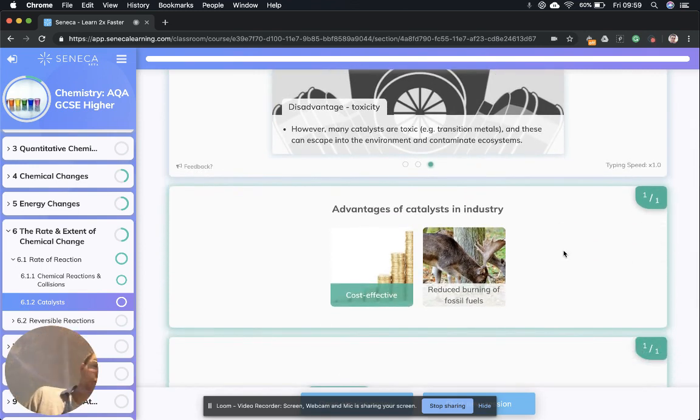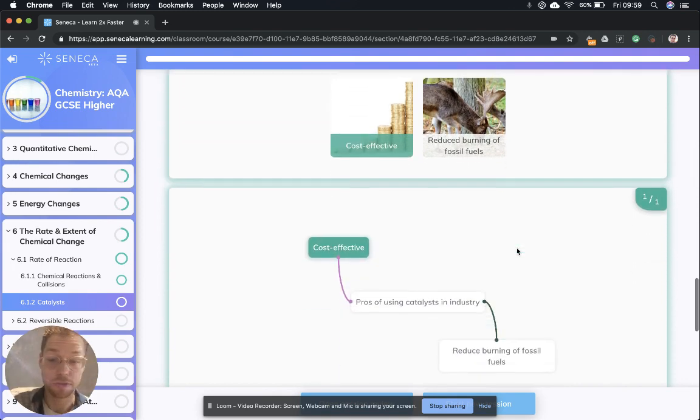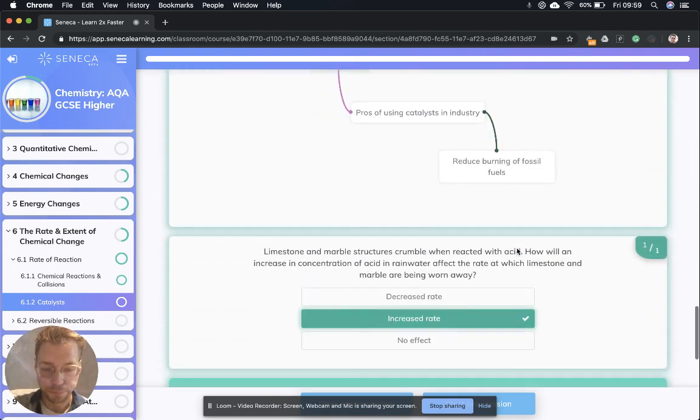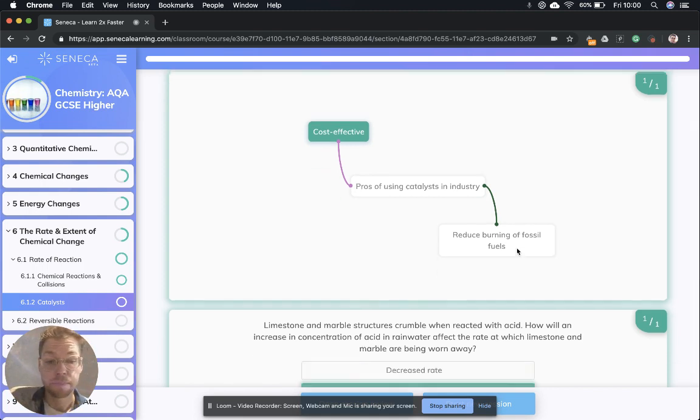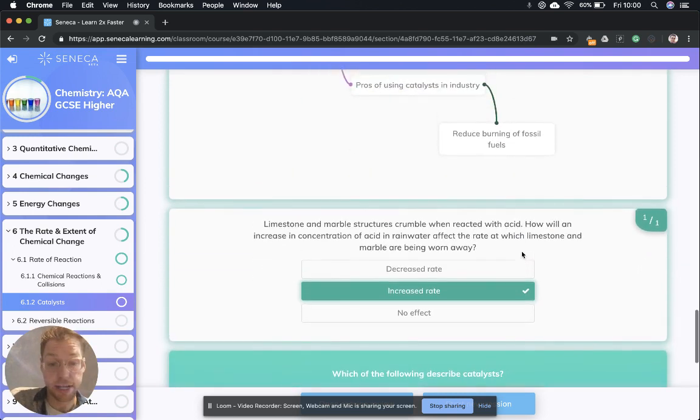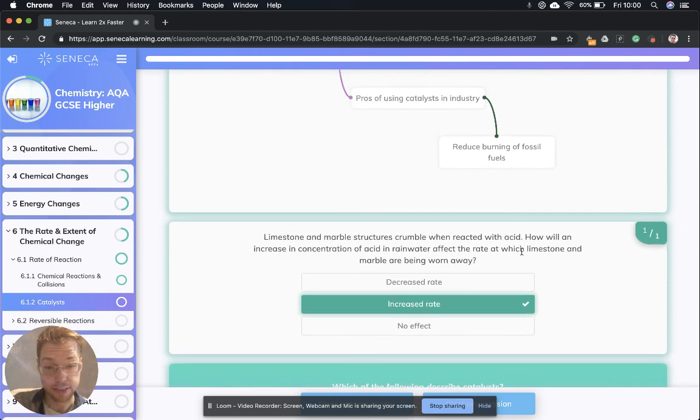But do you remember the 2 advantages? Cost effective and reduce burning of fossil fuels. Awesome. So let's go over an example. Let's talk about acid rain, okay? So limestone and marble can crumble when they react with acid wet rain. If we increase the concentration of acid in rainwater, at what rate will the limestone and marble decay? Will it be faster or slower? It's going to be faster. There's going to be an increased rate, okay? Because there's a greater concentration of acid, so the rate of reaction is going to be faster.